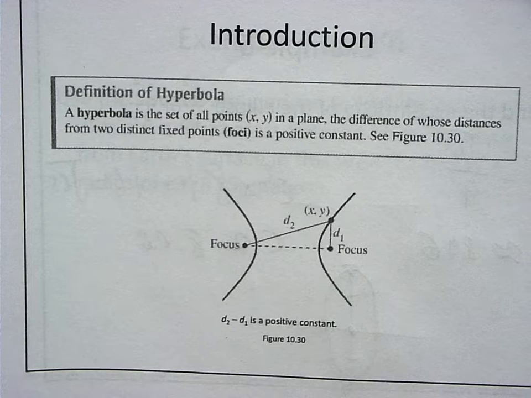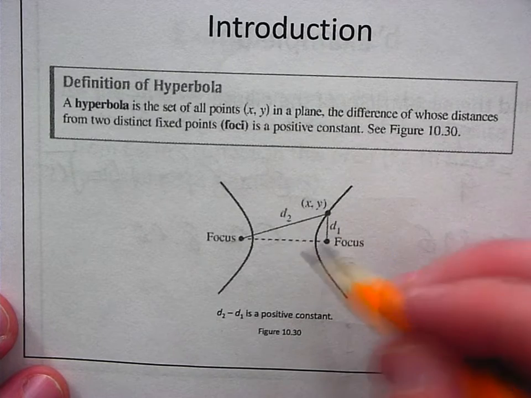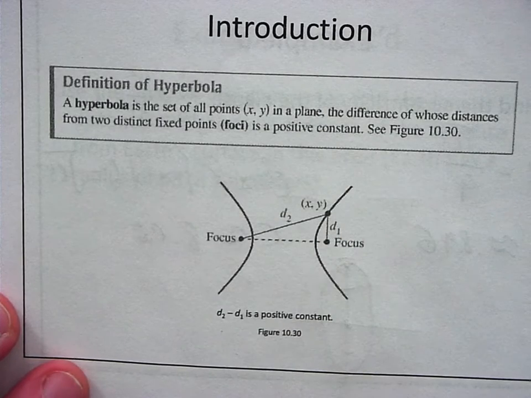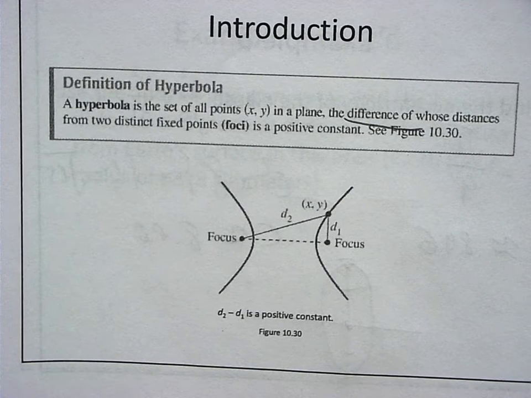They both have vertices. But here, instead of the distance from a point to each focus always adding up to the same thing, when you subtract them, you're always going to get the same thing. The difference of those two will always be the same.